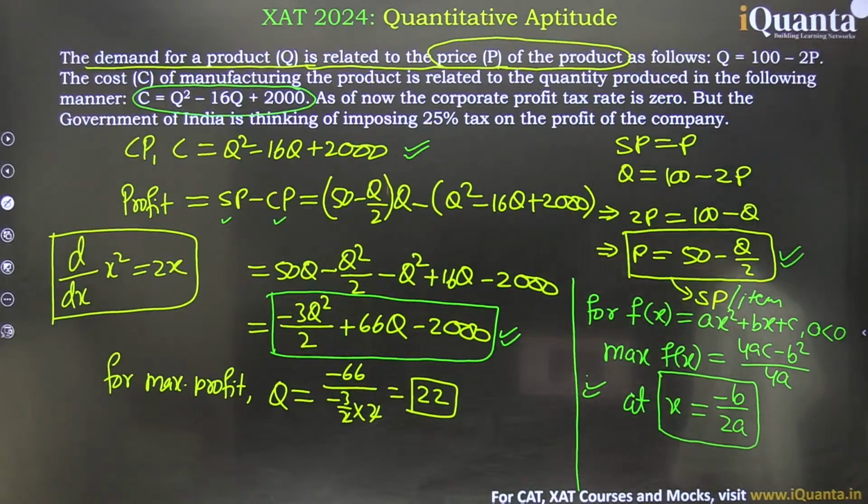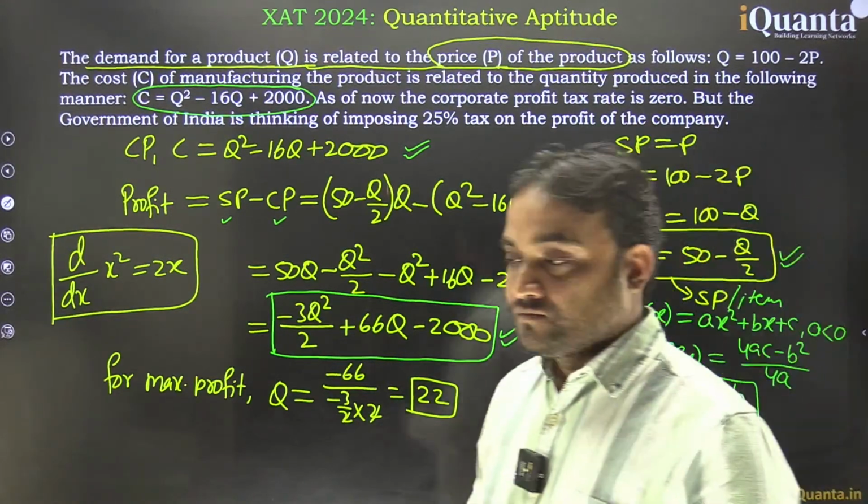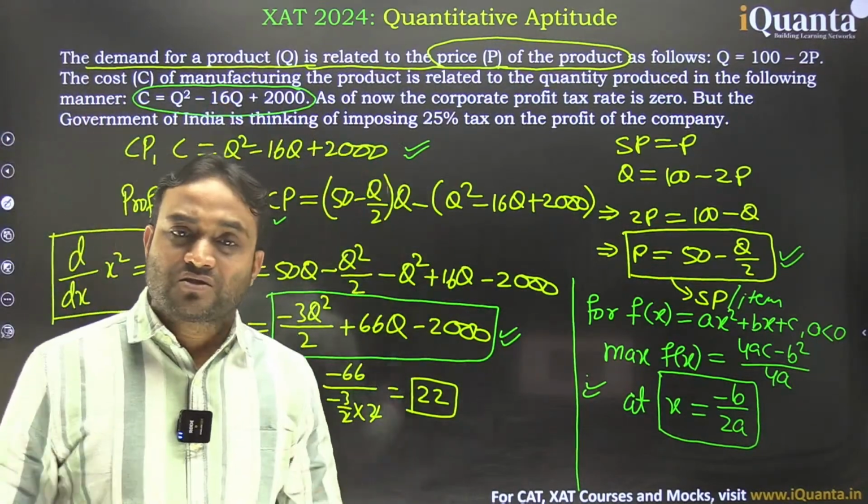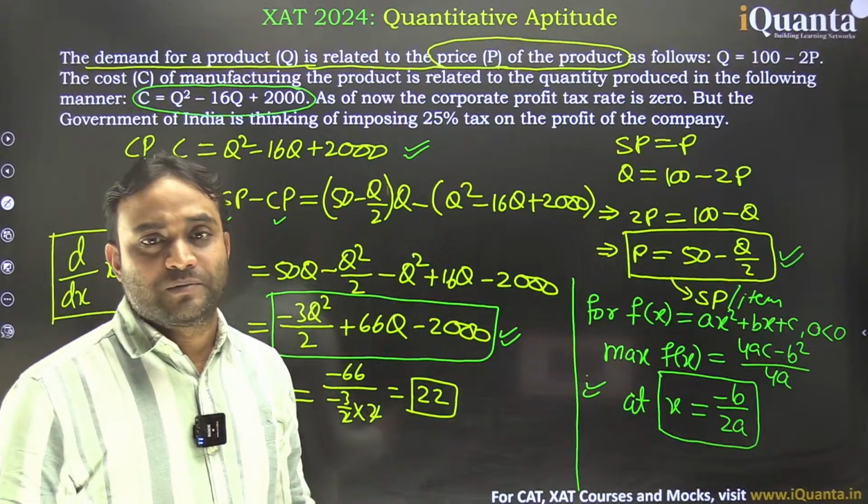Okay. Yes, Jayant, it says the cost of manufacturing the product is related to the quantity produced in the following manner. So it's already Q square. All right. So the cost of manufacturing the product, the total cost of manufacturing the product basically.